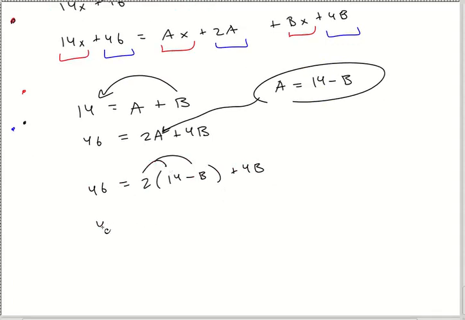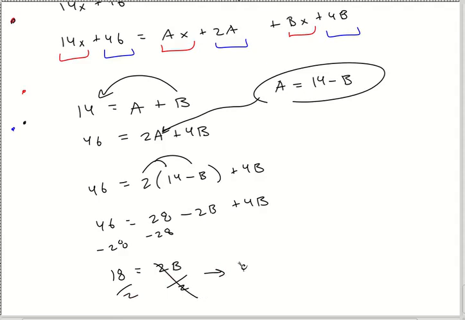Distribute. I got 28 minus 2B plus 4B. You know what? Hold on. I'm going to minus 28 on both sides. I think that'll be okay. And then these guys will combine. I need a calculator for that. So I got 46 minus 28 is equal to 18. And then I got a positive 2B. Divide by 2 on both sides. And B is equal to 9.